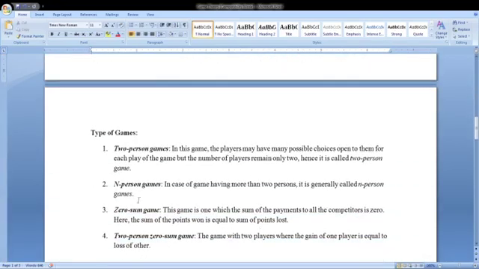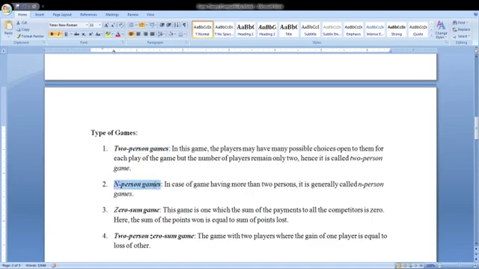So now let us come to the types of the games. There are four types of games. First type is two-person games. So in the above example, you saw that there are player A and player B. If two people are playing the game, it is called as two-person games. But there are many possible choices open to them. Means they can use so many strategies when two people are playing. So this is called as two-person games.